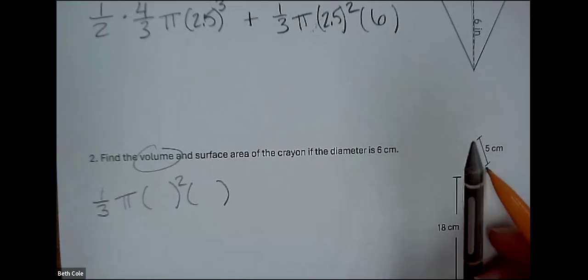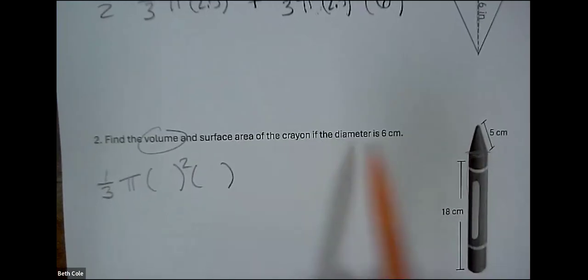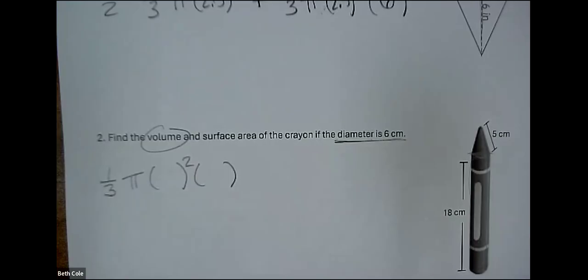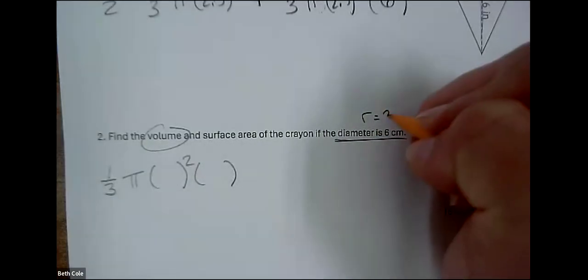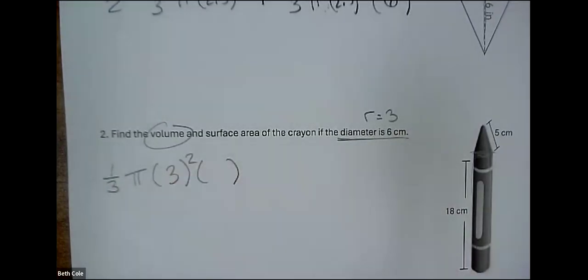Now I need the radius of the cone. This is really small because it's a tiny little crayon here. It's not written in the picture, but if you read over here, it says diameter is 6. Diameter is the whole way across, so radius is half of that, which is 3. So if you're given the diameter, just divide it in half, right? So our radius is 3.